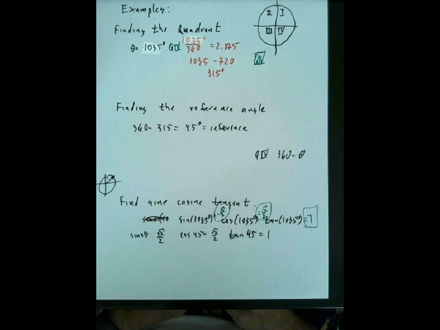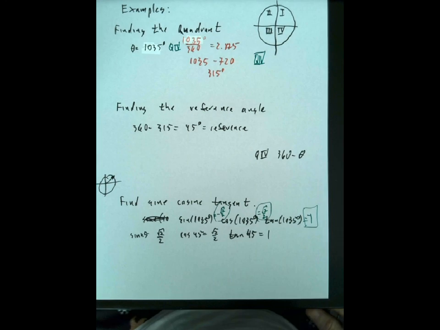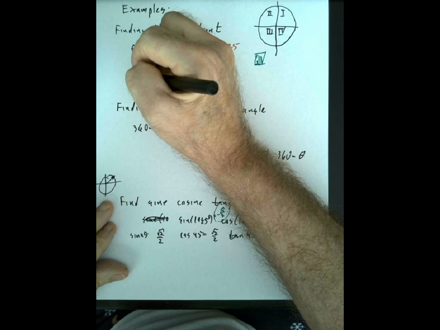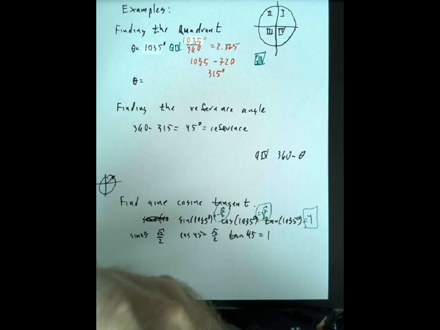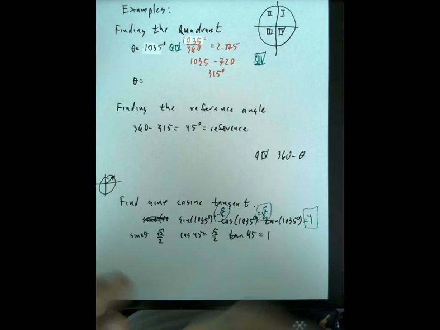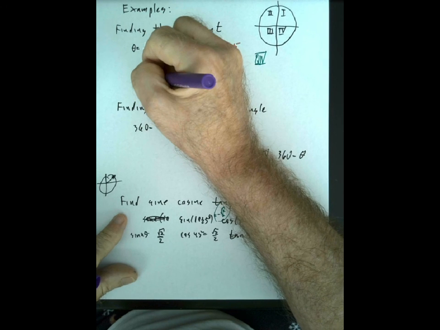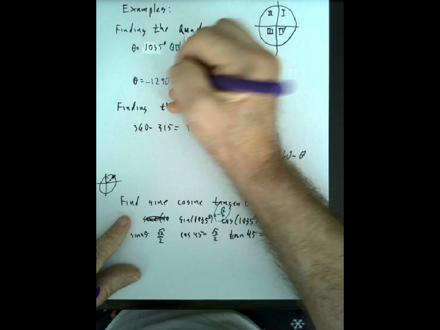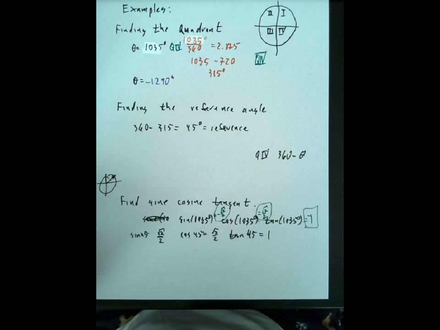Okay? So let's try another one. I'm going to try to squeeze these all in one spot. Hopefully I can fit it. How about if theta is negative 1290? Okay? So first we discover what quadrant it's in.